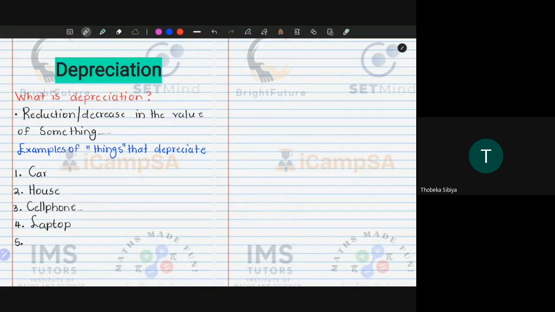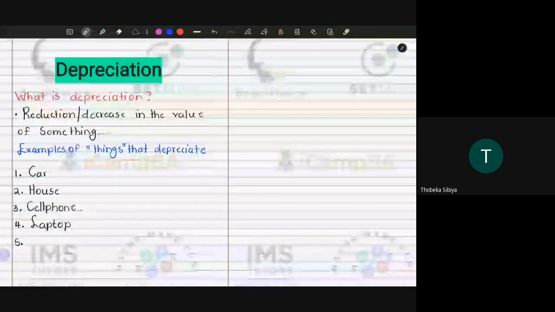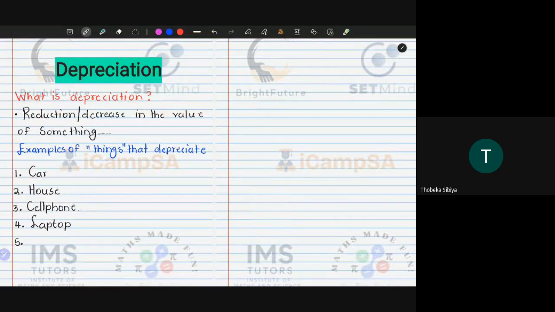So I see a comment from Ayanda. They are saying, but a house does not lose value, sir. So I'm noting what you guys are telling me, and then we'll discuss the fine details of this. Anyone else? It cannot be just these five things, guys. Come on. What else loses value?